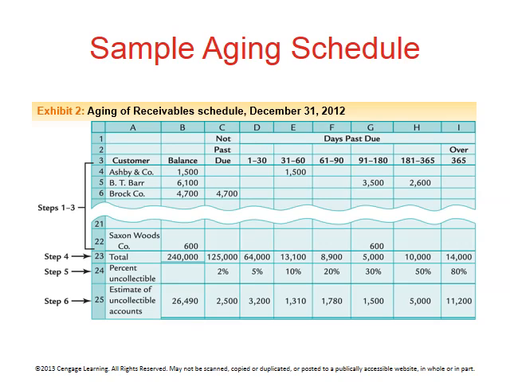due, and so on. So what this tells us is, for instance, BT Bar in column 5 owes us $6,100. $3,500 of it is 91 to 180 days past due. $2,600 is 181 to 365 days past due. And then in row 23, we add up the totals. So we're owed a total of $240,000. $125,000 of it is not past due yet. $64,000 of the $240,000 that we're owed is 1 to 30 days past due, and so on.